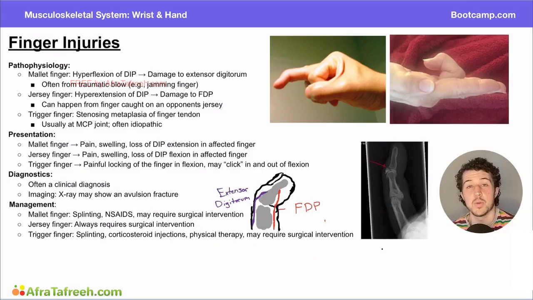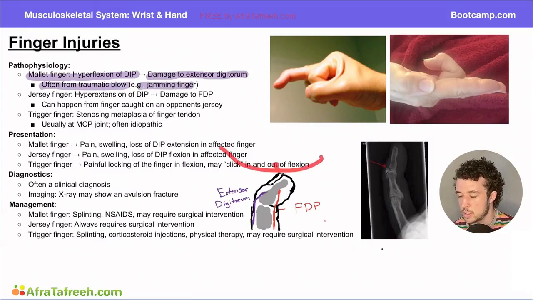Okay, so now we can hop into our slide and start off with mallet finger, which will be hyperflexion at the distal interphalangeal joint. So what would that look like on our finger down here? So if we're going to hyperflex it, the tip of our finger here is going to flex far forward. And you can imagine that's going to stretch out this extensor digitorum. And so we're going to have damage to the extensor digitorum in mallet finger. And this is usually from some kind of traumatic blow, like jamming the finger. So it's a very common sports injury if a basketball were to come in and push down on this finger, causing it to hyperflex, and boom, we have damage to the extensor digitorum.